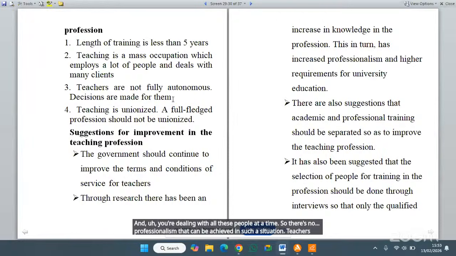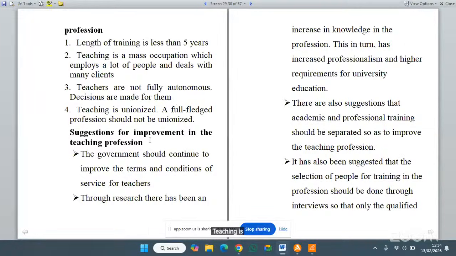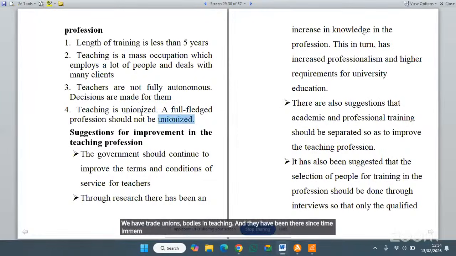Teachers are not fully autonomous. Decisions are made for them. I've already explained that. Teaching is unionized. A full-fledged profession should not be unionized. We have trade unions nowadays in teaching. They have been there since time immemorial, and that has taken out the professionalism.